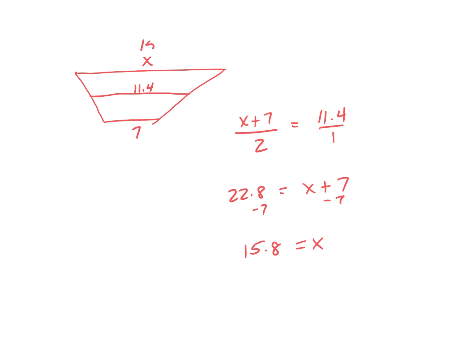Now you look at it. Did you just cross multiply? Yeah. You look at it, and you say to yourself, the bottom guy is the smallest base, and that's 7. The top guy is the biggest base, and that's 15.8. And the median is in the middle, and that's 11.4. So your answer makes sense. If you were to get like a 6 or an 8, you would know something's wrong, right?